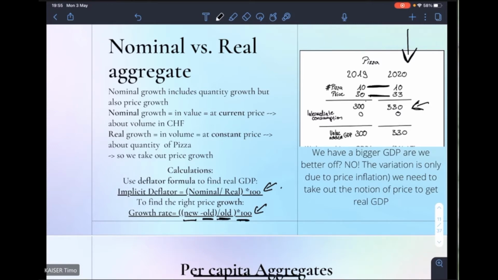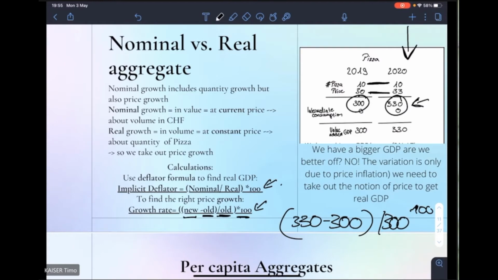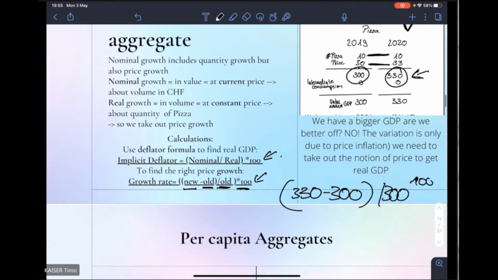So for example, in this exercise, this would be old, this would be new. So it would be 330 minus the old one, which would be 300. This divided by 300, and then this times 100 would give us the growth rate in percentage. Okay, I think this is also quite clear. Do some exercises for this and you will be good to go.